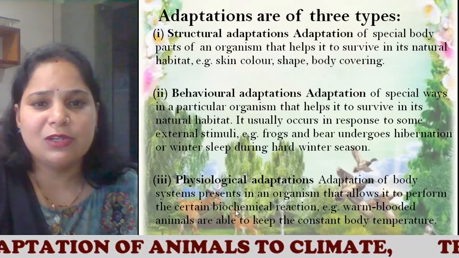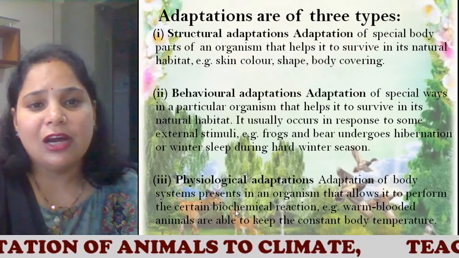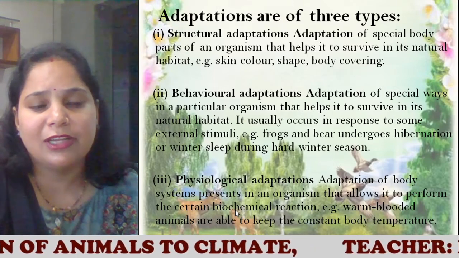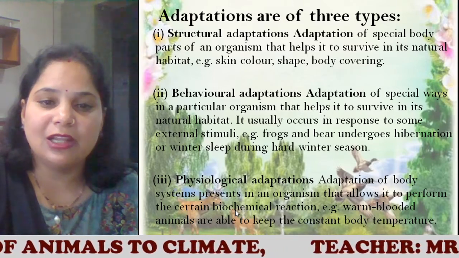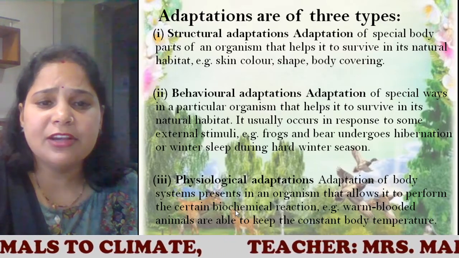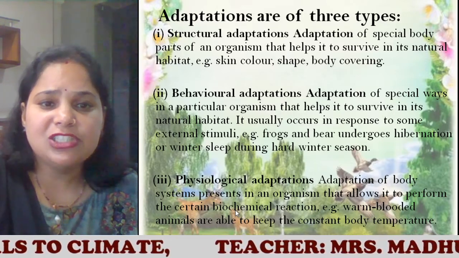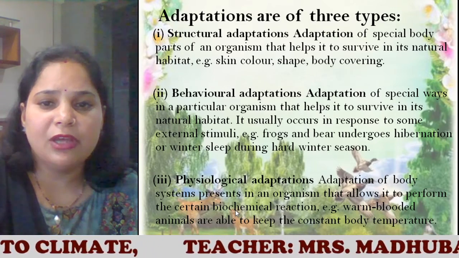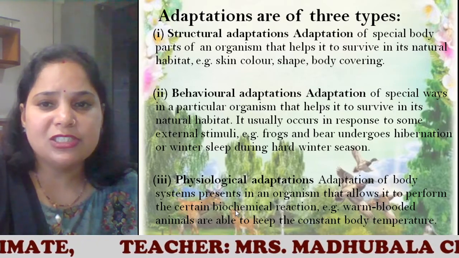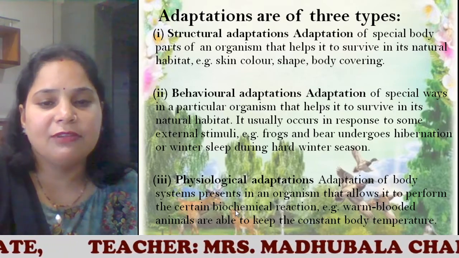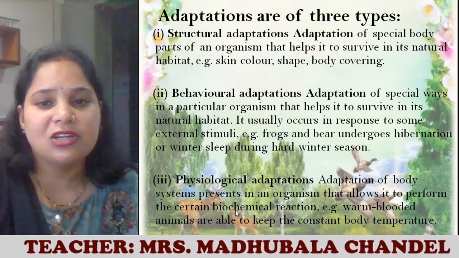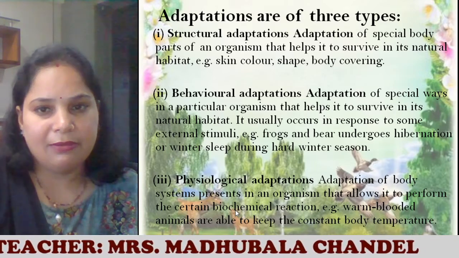So the organisms will adapt their structures in such a way that they will be able to adjust according to the natural habitat. Example, skin color changes, right? Shape, body coverings. An example here is the chameleon. This is the structural adaptation of the chameleon according to the environment. Suppose it is living on a tree, if it is on the branches it will have a green color, if it is on the trunk it will have a brown color. So different animals have structural adaptations according to the climate.